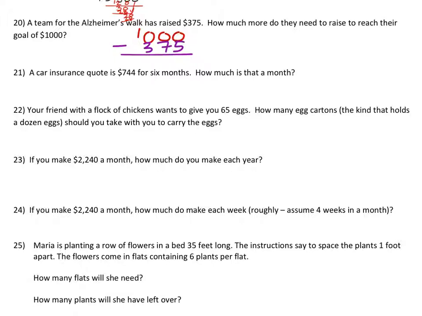All right, so we need to borrow on these, right? So I got to make that a 10. That'll be a 9 and a 9. So we'll borrow that 1. So 10 minus 5 is 5. 9 minus 7 is 2. 9 minus 3 is 6. So they still need to raise $625. So let's show these, but since we're kind of short on time, we'll not solve them, okay? So let's just set them up.